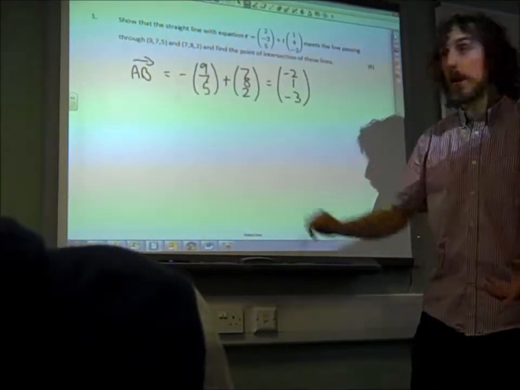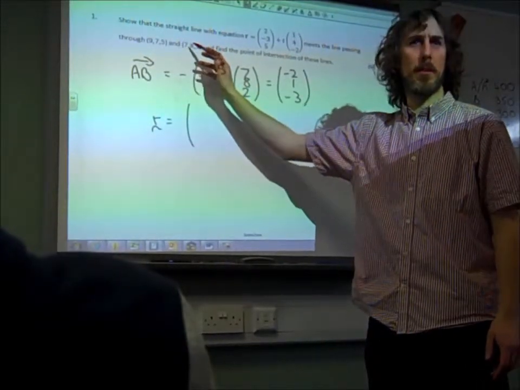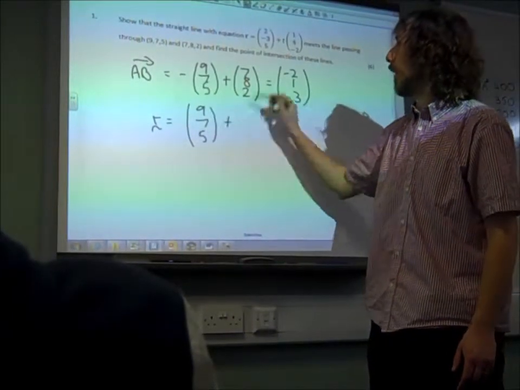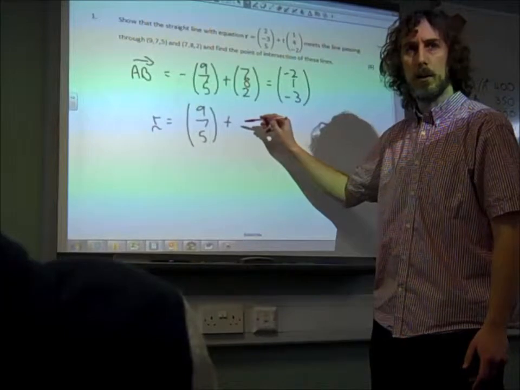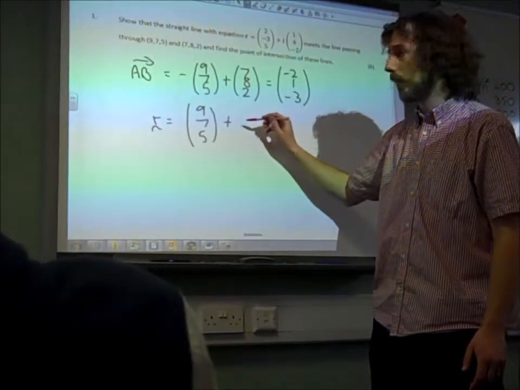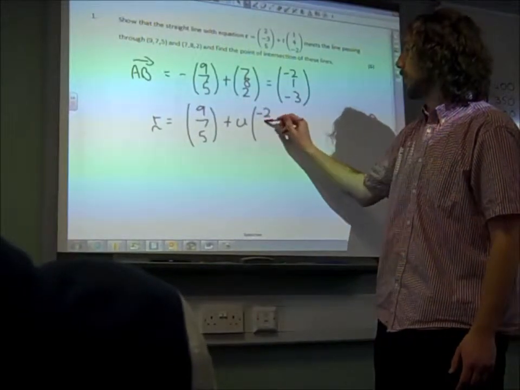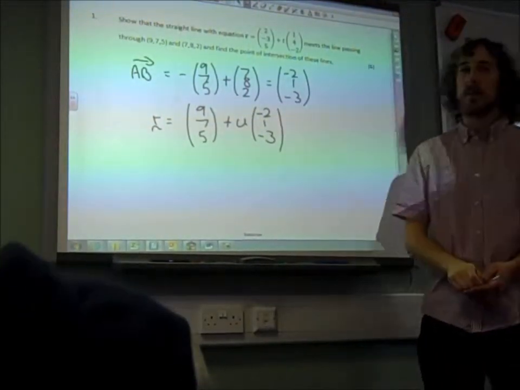So our other equation is r equals, it goes through these 2 points, so we'll choose one of those as the point on the line. Plus, we've got 2 there, so let's use u. It comes after t. Oh, it does, doesn't it? Yeah. Okay. Minus 2, 1, minus 3. Good spot. Right. So we can put these 2 together.